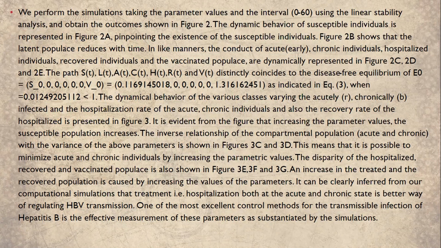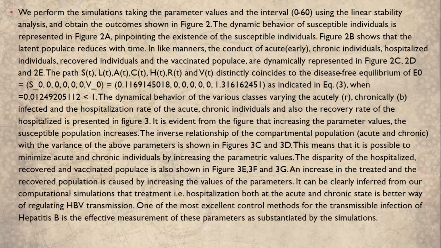The dynamic behavior of the susceptible class is represented in figure 2A, pinpointing the existence of the susceptible individuals. Figure 2B shows that the latent population reduces with time. In like manner, the behavior of the acute, chronic, recovered, and vaccinated individuals is dynamically represented in figures 2C, D, and E. The parts S of T, L of T, A of T, C of T, H of T, R of T, and V of T simply coincide with the disease-free equilibrium. That is, at R naught it reduces, and at V of T it increases, as indicated in equation 3, where R naught is 0.012925, which is less than 1.